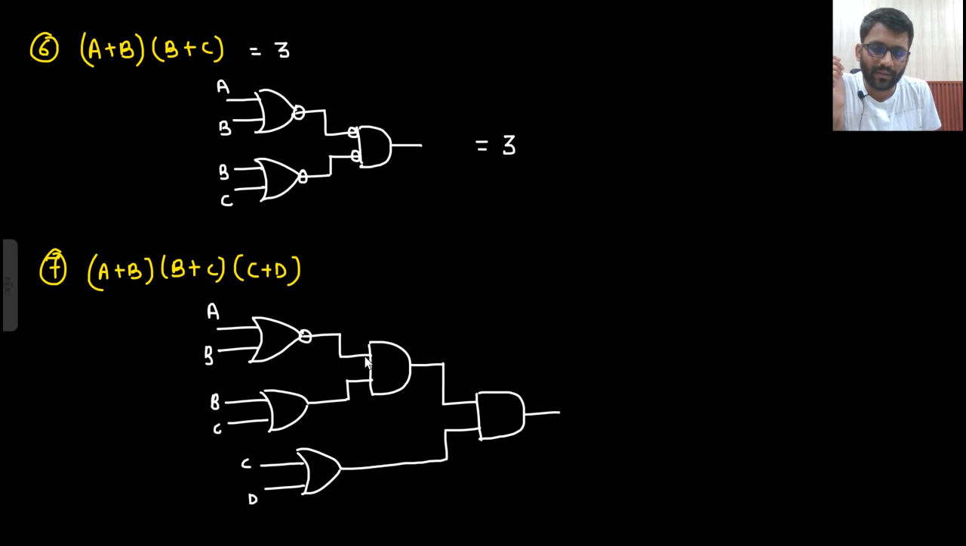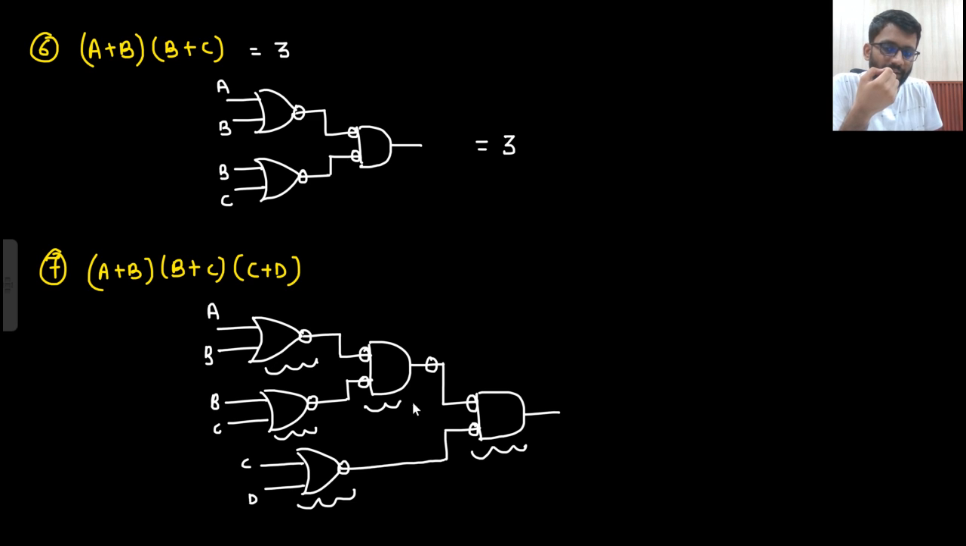Bubble here, then another bubble here, bubble here, then another bubble here, bubble here, then another bubble here. If you are introducing a bubble here, then you need to introduce a bubble here as well, right? So this is 1 gate, 2 gate, 3 gate, 4 gate, 5 gate and 6 gate. So the answer is 6 gates. Okay, 6 is required.